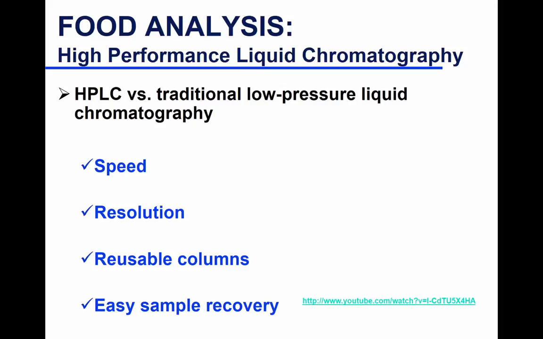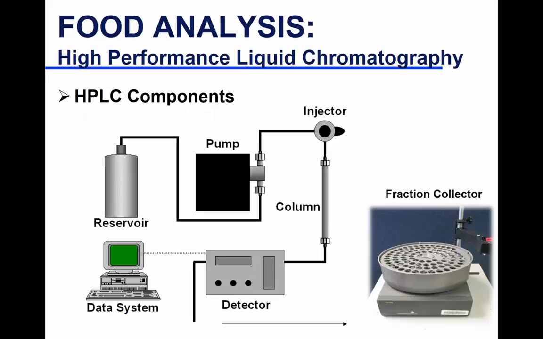This is the YouTube video that we watched earlier, and it's on Moodle, so we're not going to watch it now. Just a refresher of the components. So you have your mobile phase. Sometimes you have one, it's isocratic. Sometimes you have two, it's binary. You change the gradient over time. Sometimes you have three, sometimes you have four.